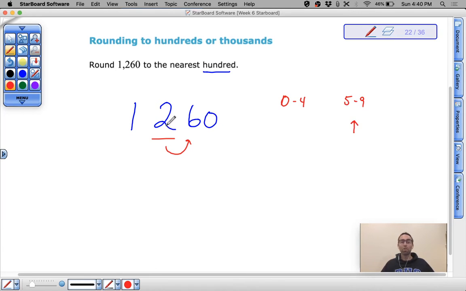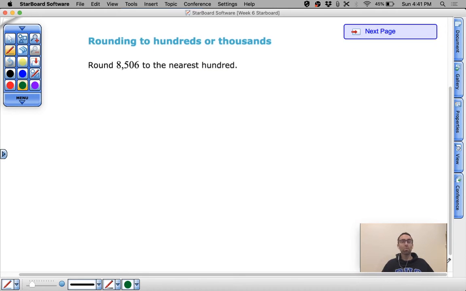So our 2 is now going to go up. That becomes a 3. I then have to look at all the digits to the right of that 3. They're going to become zeros. So I know right away my answer is going to end in 300. All the digits to the left of the hundreds place stay exactly the same. So I have an answer of 1,300. Again, no commas when we're putting them in Schoology. The last one is going to be one that you're going to try on your own. So why don't you try this one now?